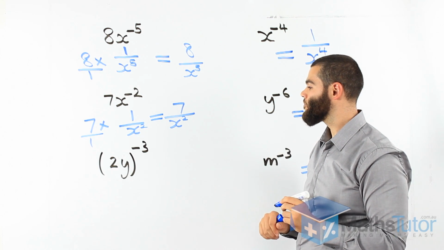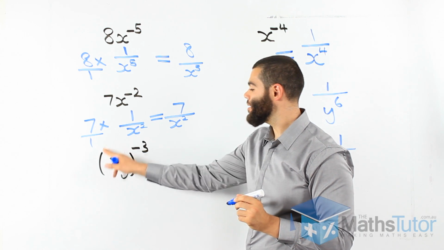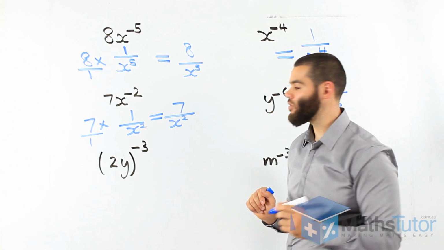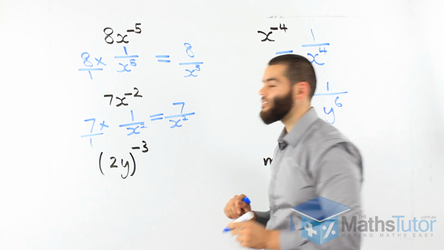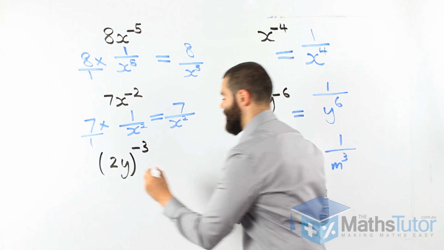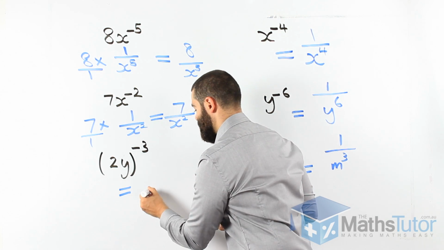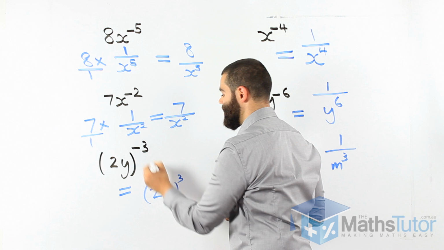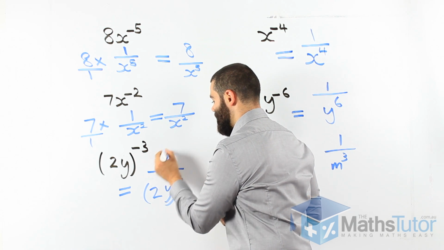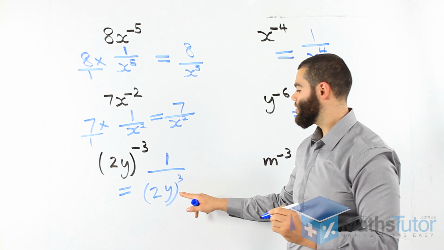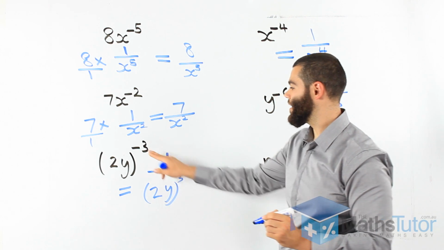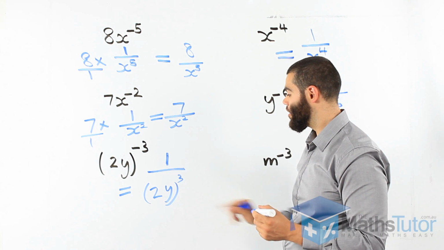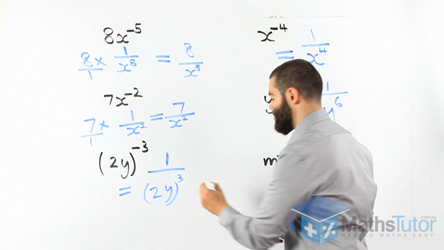What about here? It says 2y all in brackets to the power of negative 3. Once again, the negative is 1 over. So everything is to the power of negative 3, which means our answer is going to look like this. 2y, everything to the power of 3. The negative is 1 over 2y all to the power of 3. So the negative transforms and becomes 1 over. So how do we simplify it further? We know that we can simplify this more.